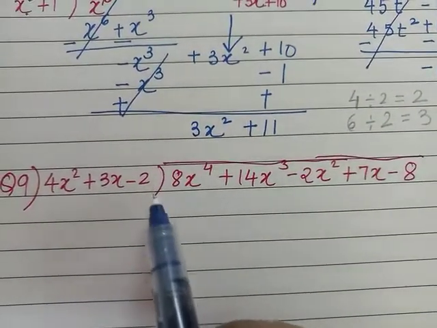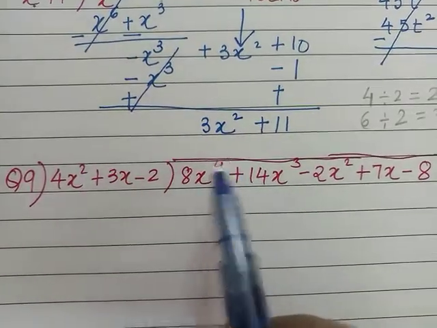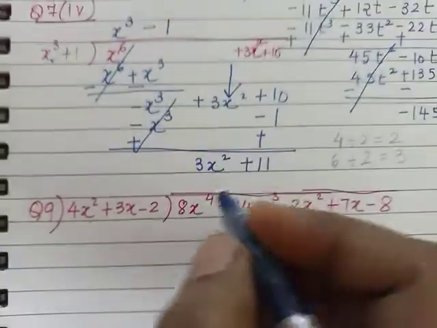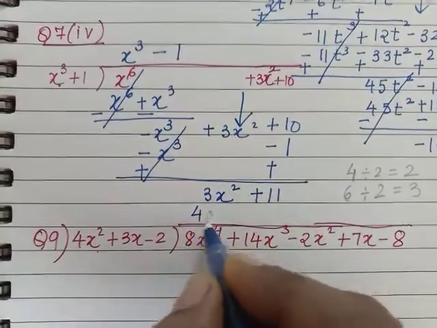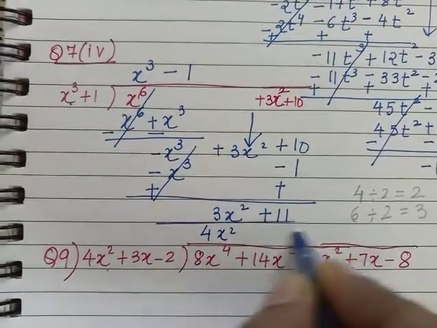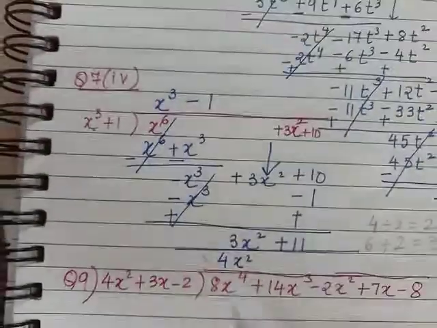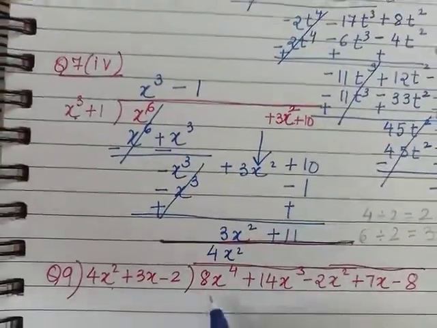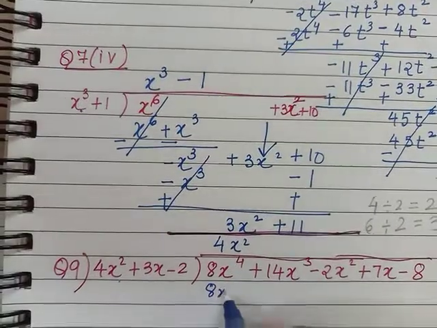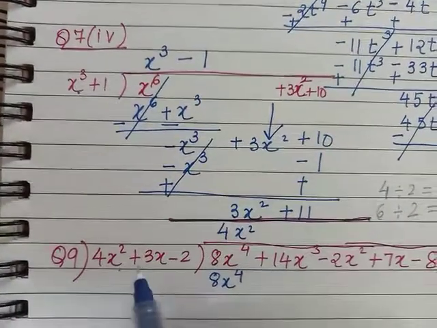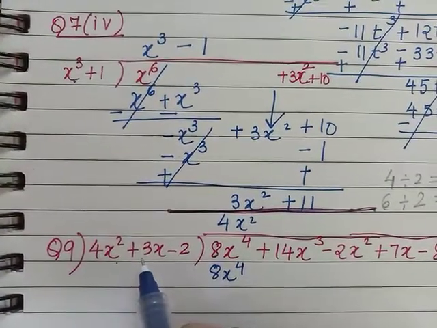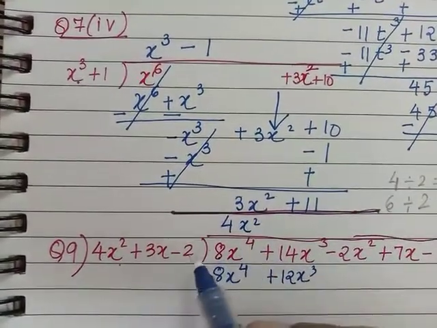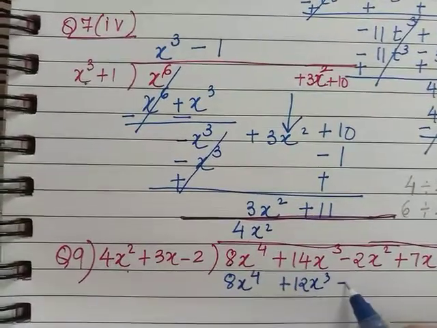The first term to be eliminated is 8x to the power 4. We have 4x square. So I am going to multiply it with plus 4x square. So plus 4x square. When we multiply it with, we will get 8x to the power 4. When you multiply it with second term, you will get plus 12x cube. And when you multiply with the constant term, you will get minus 8x square.